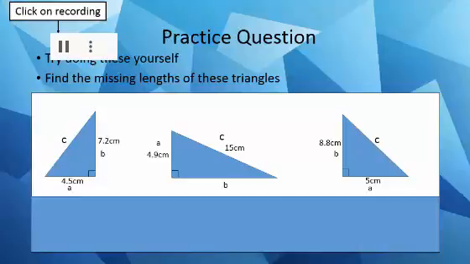And for the third question, we have to work out C again, and we have 8.8 centimeters and 5 centimeters, and to do that, it's just the square root of 5 squared plus 8.8 squared, and that should give you an answer of 10.12 centimeters.